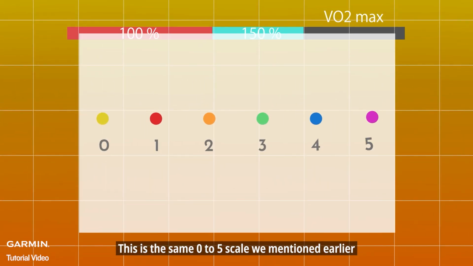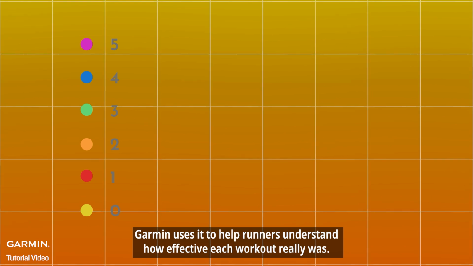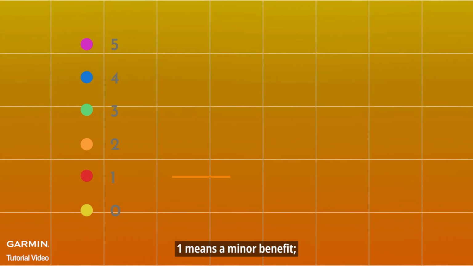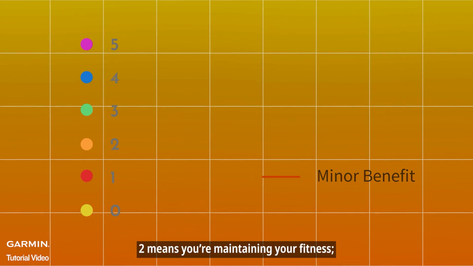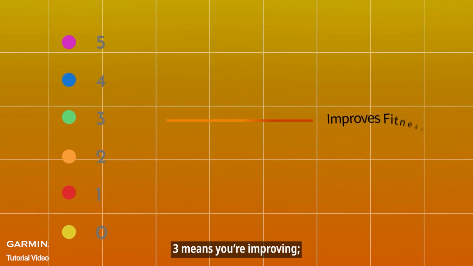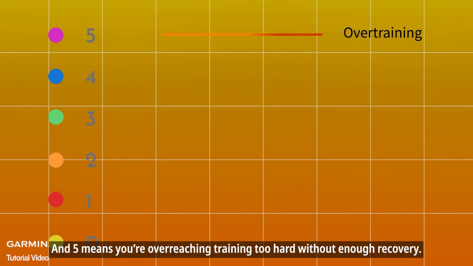This is the same 0 to 5 scale we mentioned earlier. Garmin uses it to help runners understand how effective each workout really was. 0 means no benefit at all. 1 means a minor benefit. 2 means you're maintaining your fitness. 3 means you're improving. 4 means a significant improvement. And 5 means you're overreaching, training too hard without enough recovery.